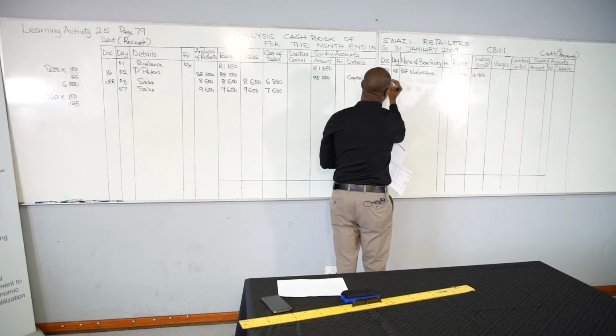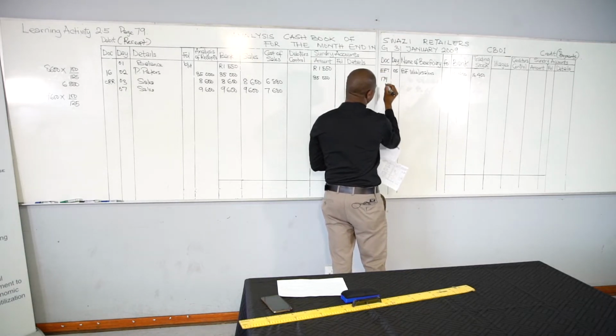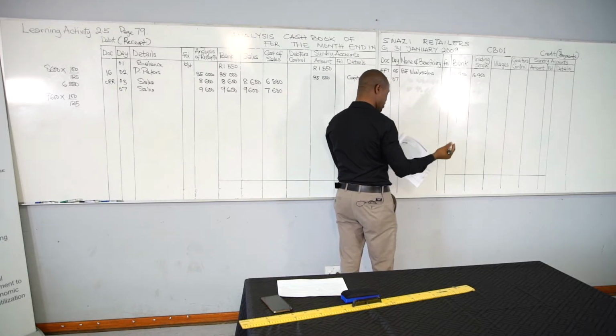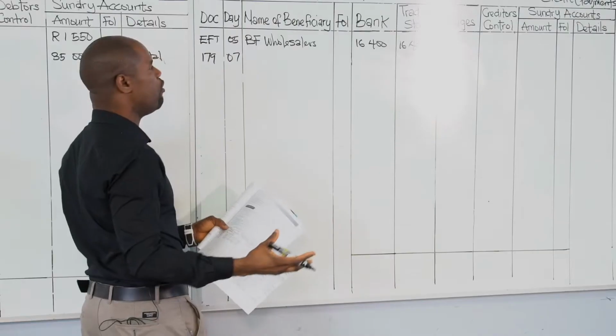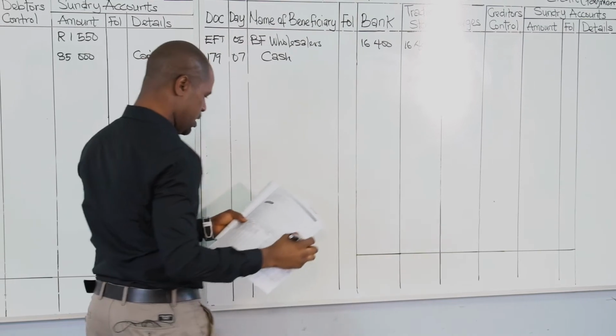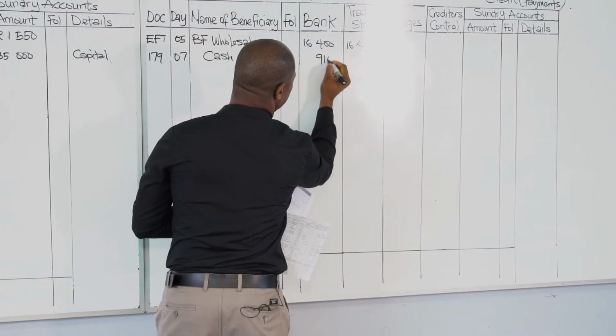Then the other two transactions, a check was issued on the same date. So I come here, I put the check number. The check number is given as 179 on the 7th. And the name of the beneficiary is not given because we paid for wages. So I'm going to write cash here. And the amount of the cash is, it goes into the bank, 910.